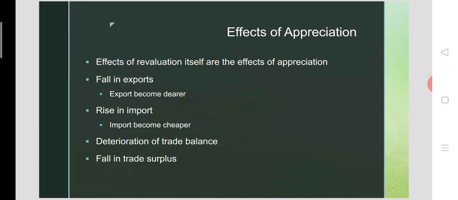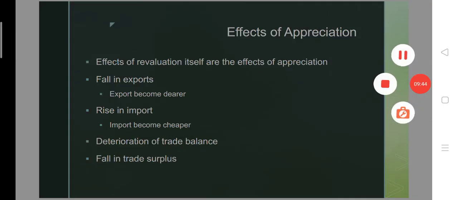So another effect is after appreciation, the Gulf remittance, the expatriates' remittance into the country will come down, and if there is depreciation, the expatriates' remittance will increase. But after appreciation, the expatriates' or NRIs' remittance will reduce.